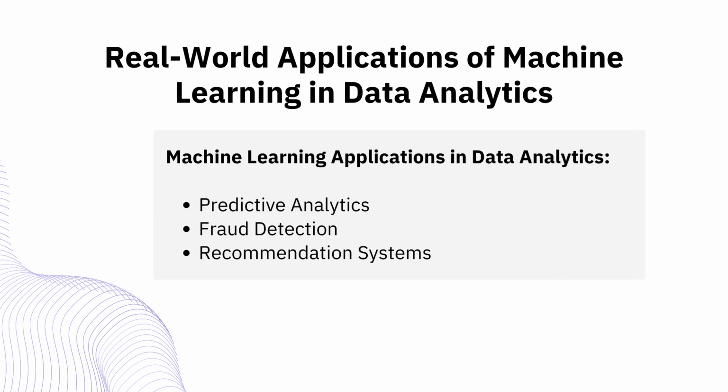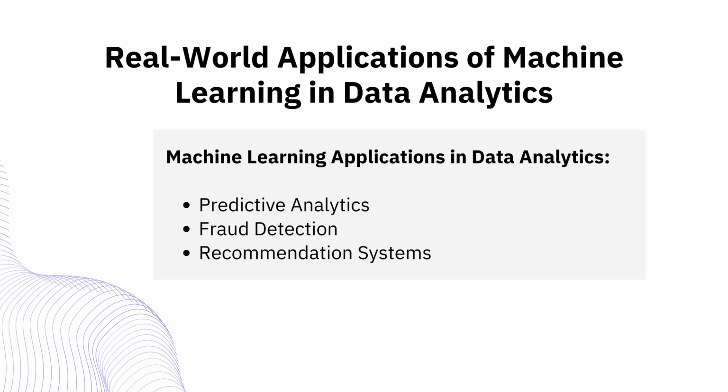Machine learning is used in a wide range of industries to solve real-world problems. Let's take a look at some examples. Predictive analytics. Machine learning models help businesses predict customer behavior, such as which customers are likely to leave a service, enabling companies to take proactive measures.